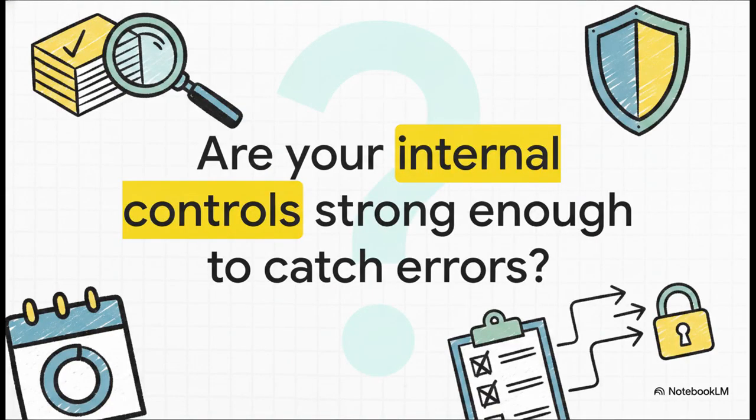Look, knowing these rules is one thing, but enforcing them, that's another beast entirely. It leaves us with a pretty provocative question. If auditors walked into your office tomorrow, are your internal controls actually robust enough to catch a manual equity entry or a missed debt covenant before it's too late?